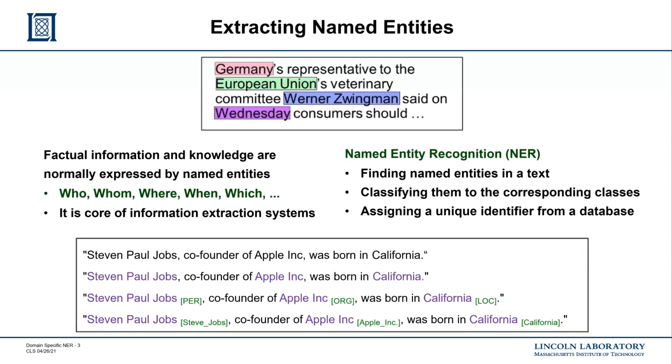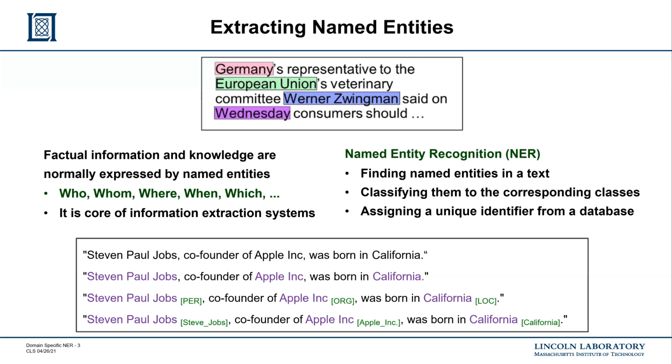So extracting named entities is basically a core of many information systems. It's an important task because lots of factual information and knowledge is encoded in those names. So, you know, when you ask questions about when, whom, where, and so on, named entities play an important role. And so extracting them in natural language processing is a very important step for downstream tasks like knowledge graphs, for example, and a bunch of other things.